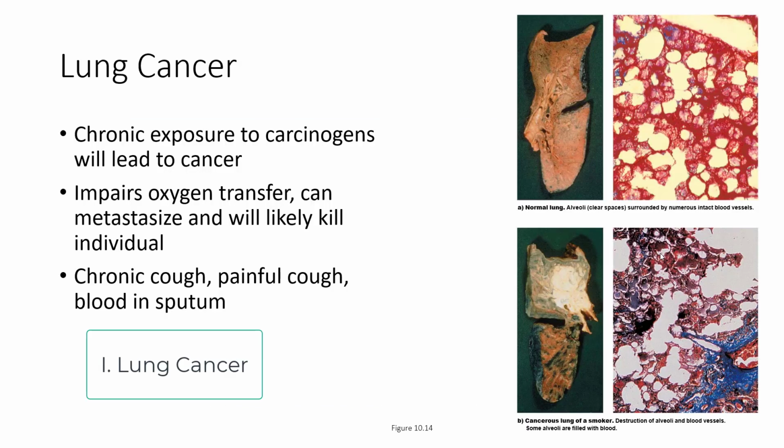Last off, as far as disorders go, would be lung cancer. Chronic exposure to carcinogens will lead to cancer, and you would put mesothelioma under the aegis of lung cancer. This impairs oxygen transfer, and it can metastasize, meaning going into different tissues. Lung cancer very commonly kills the individual. It can be diagnosed by a chronic cough, a painful cough, and blood being coughed up.